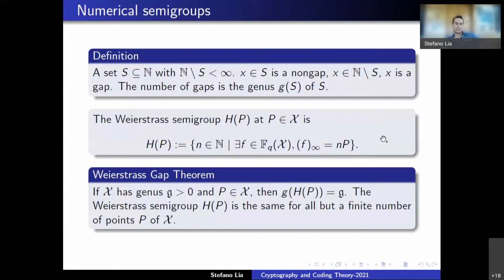Now, the celebrated Weierstrass gap theorem tells us that for a curve of genus greater than 0 and a point P on X, the genus of the Weierstrass semigroup is precisely the genus of the curve. And moreover, the structure of the Weierstrass semigroup is the same for all but a finite number of points, which are indeed called Weierstrass points of the curve.